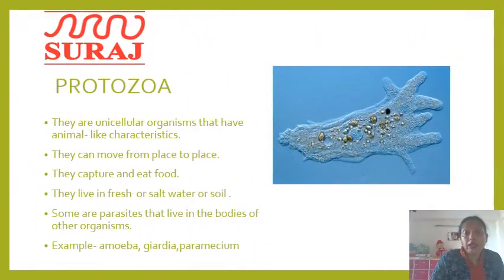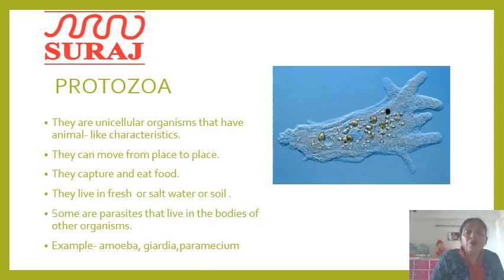Now, protozoa is another microorganism which cannot be seen with your naked eyes. It has to be seen with the help of a microscope. They are unicellular. What do you mean by unicellular? They are made up of only one cell and have animal-like characteristics. Like algae, I told you, have plant-like characteristics, these protozoa have animal-like characteristics.